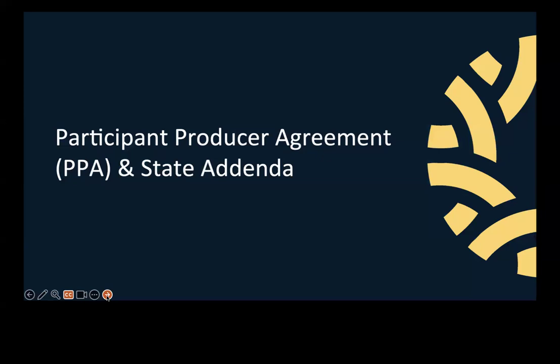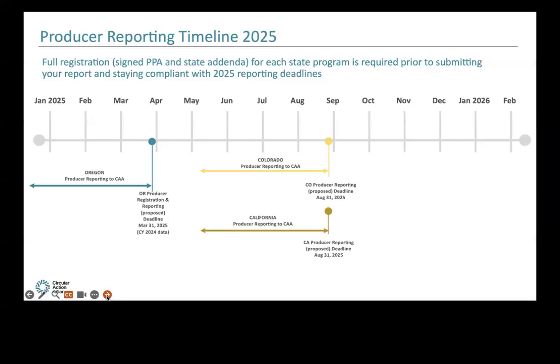So I'm going to bring up the back half of the presentation here. Let's dive into the PPA and state addenda. Full registration requires signing both the PPA and the individual state addenda for each state where you're considered an obligated producer. One of the reasons we have separated the PPA from the state addenda is the different program implementation timelines.